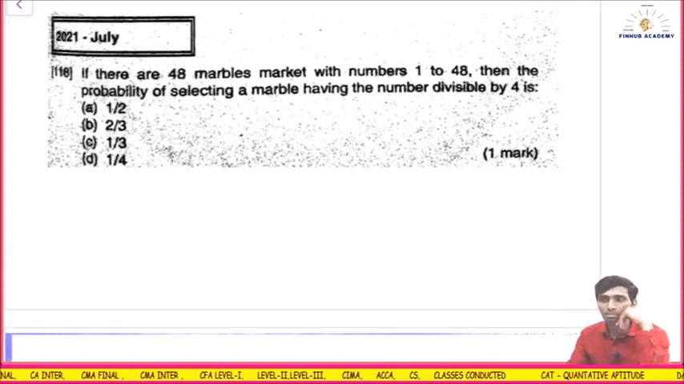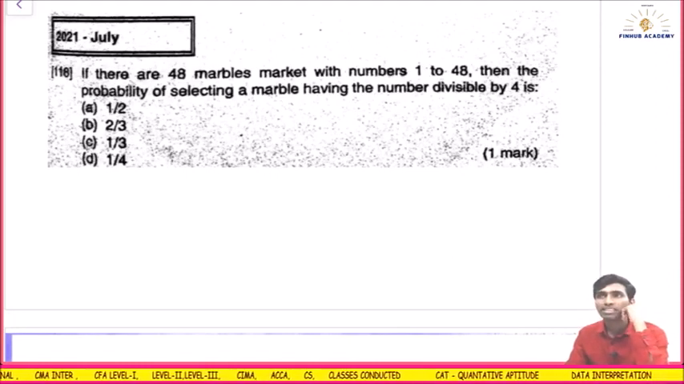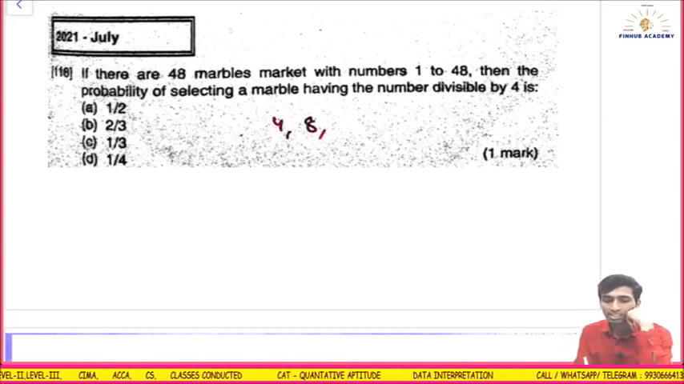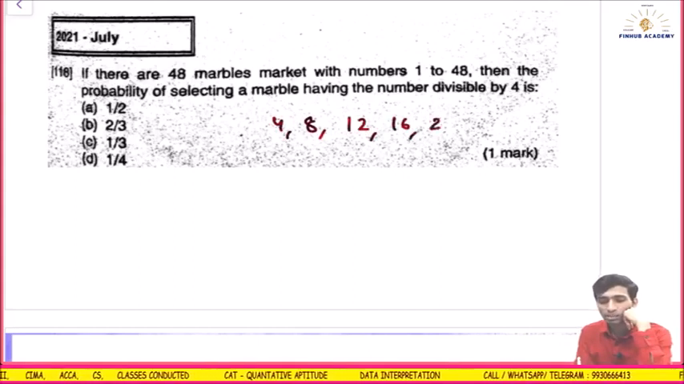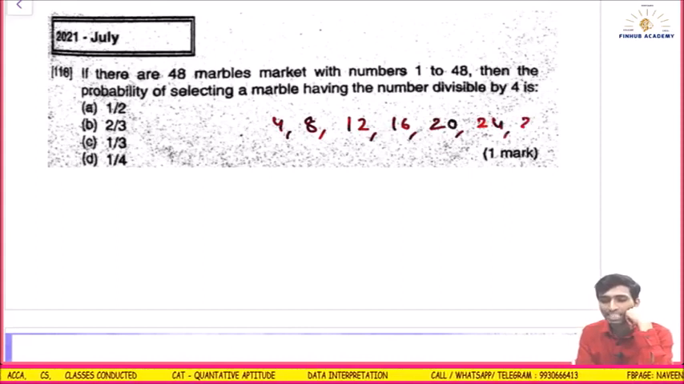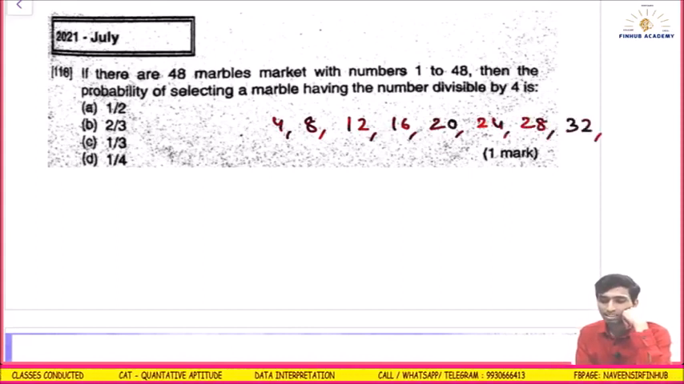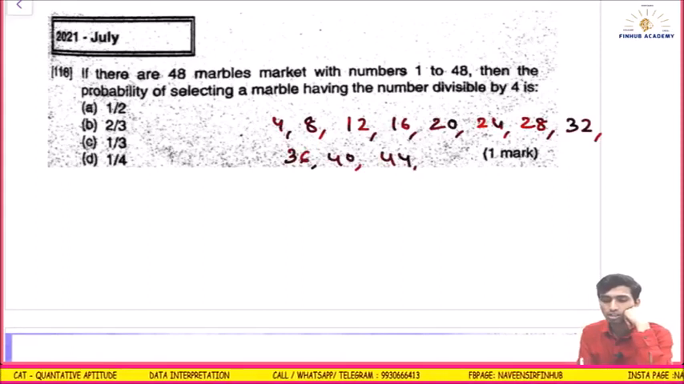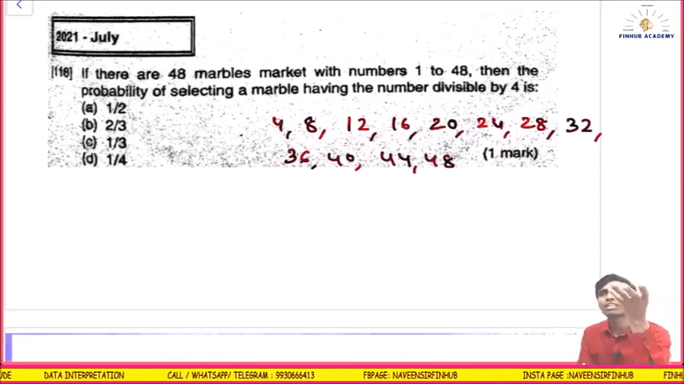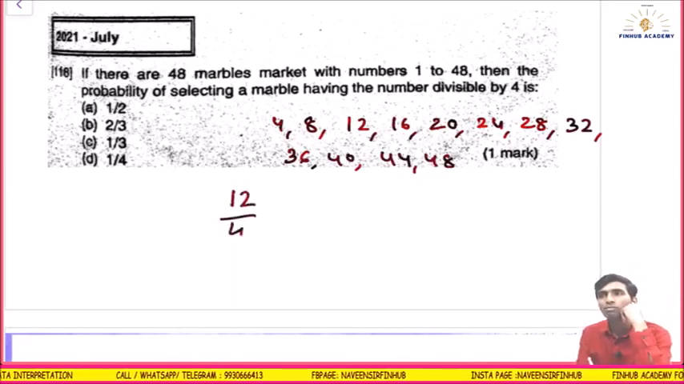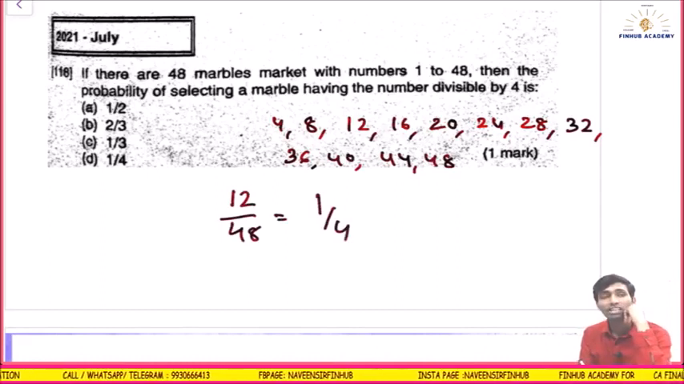If there are 48 marbles marked with 1 to 48, what is the probability of selecting a marble divisible by 4? Divisible by 4 means 4, 8, 12, 16, 20, 24, 28, 32, 36, 40, 44, 48. These are the ones which can be picked. How many are there? Till 48 it is 12. 12 divided by 48. The answer is 1 by 4.